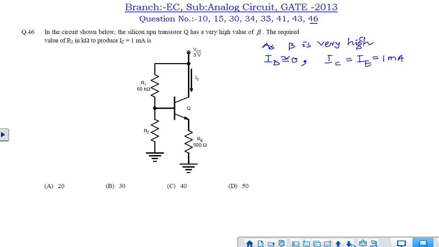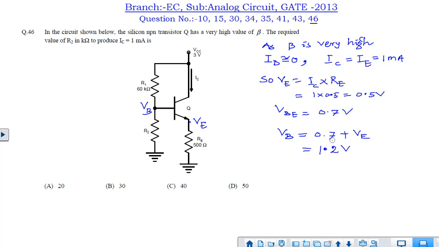So suppose the potential at this point is VB and the potential at this point is VE. So we can easily find out what is VE because we know the current and this resistance is given. So VE is nothing but IC into RE. IC is 1 milliampere and RE is equal to 0.5 K. So the VE voltage will be 0.5 volt. Hence VB we can find out because this 0.7 volt will be added to VE, that will give us VB voltage. So VB voltage is nothing but 0.7 plus VE, that is 1.2 volt.